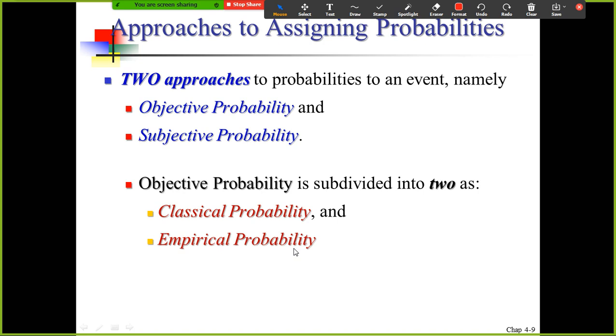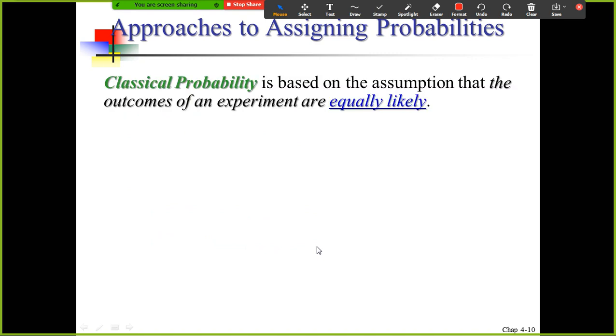Again, in order to study probabilities of one event, we need to use techniques, or an approach, or a way to study. There are two approaches, two ways, two techniques. One is objective probability, the other one is subjective probability. Within objective probability, we have two sub-techniques: classical probability and empirical probability. So what does classical probability mean?